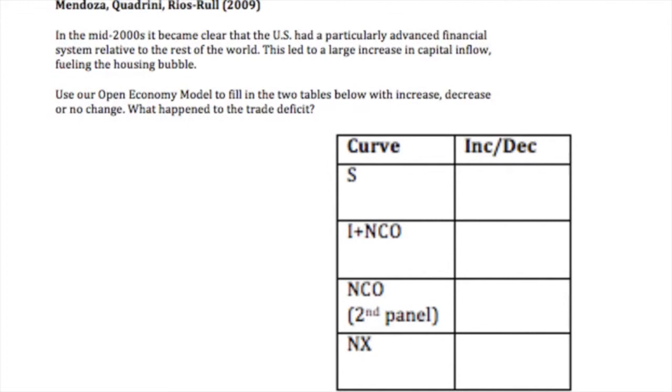So in our case, there's a big increase in capital inflow that's going to shift net capital outflow in, and it also shifts the I plus NCO curve in, since NCO is part of that curve. Nothing else was directly affected. This has nothing to do with saving or trade, so the net exports curve is not affected, but we will see savings indirectly affected as the interest rate gets changed.